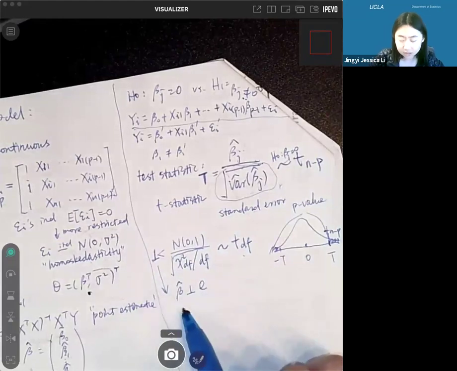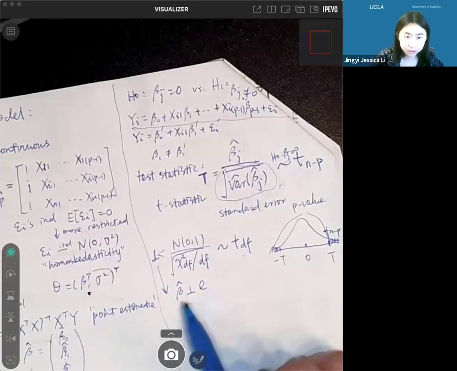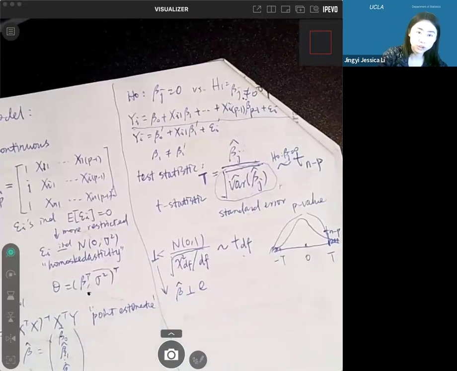This is p-dimensional, this is n-dimensional, they are independent. So we need to check this to make sure that we have the t-distribution.